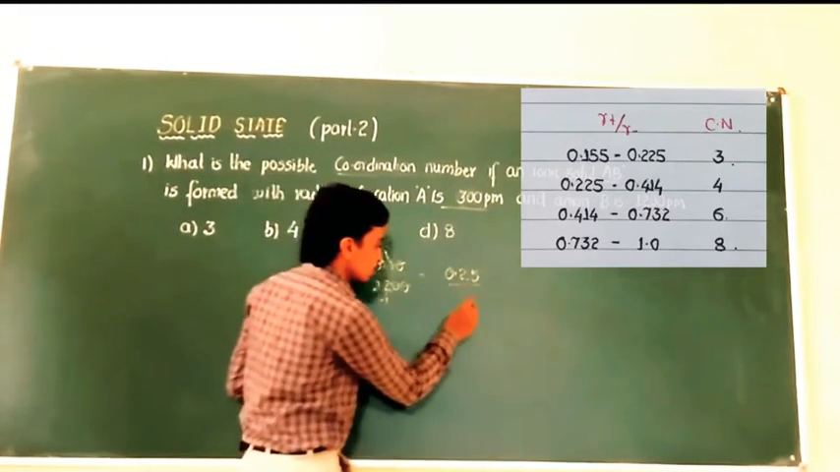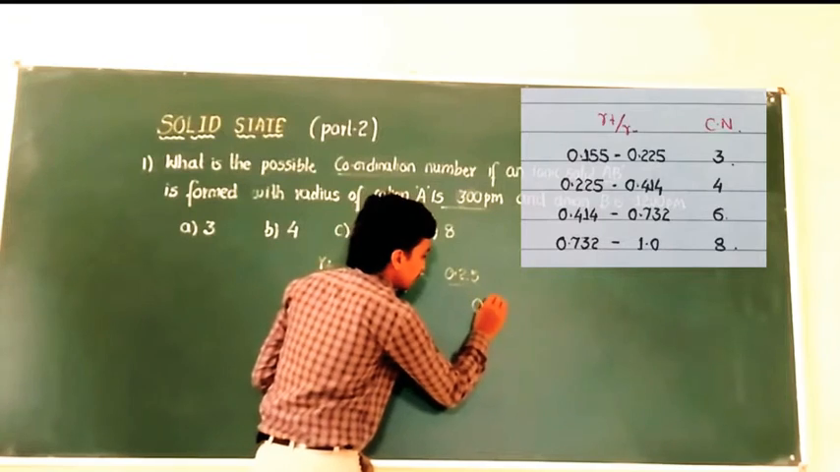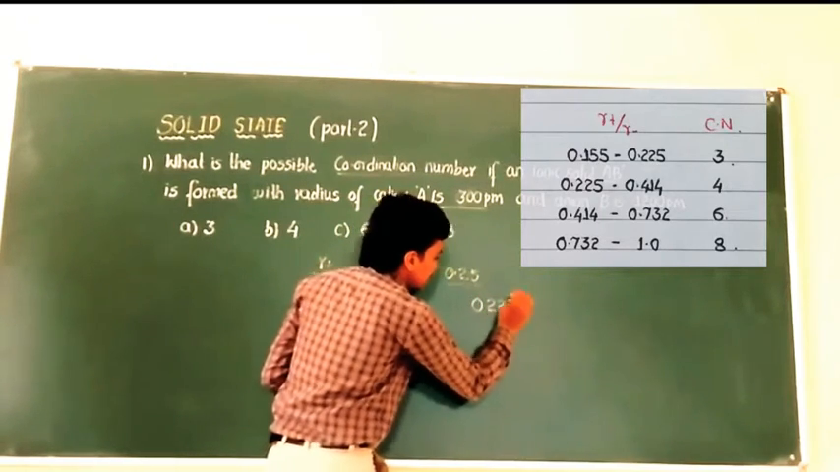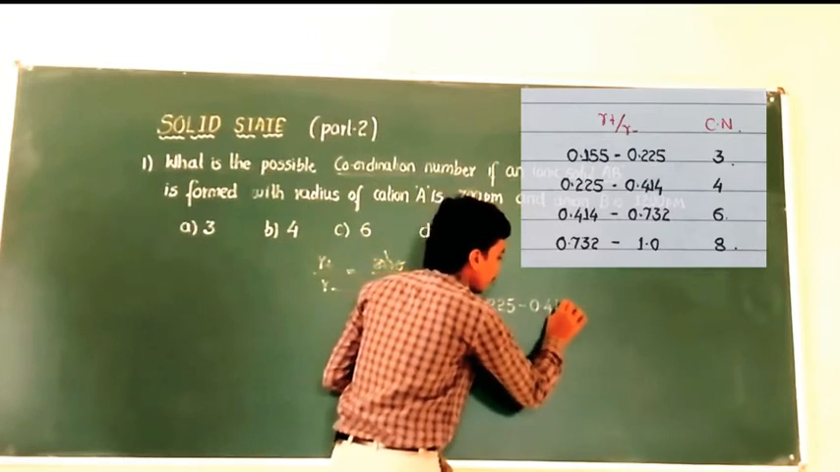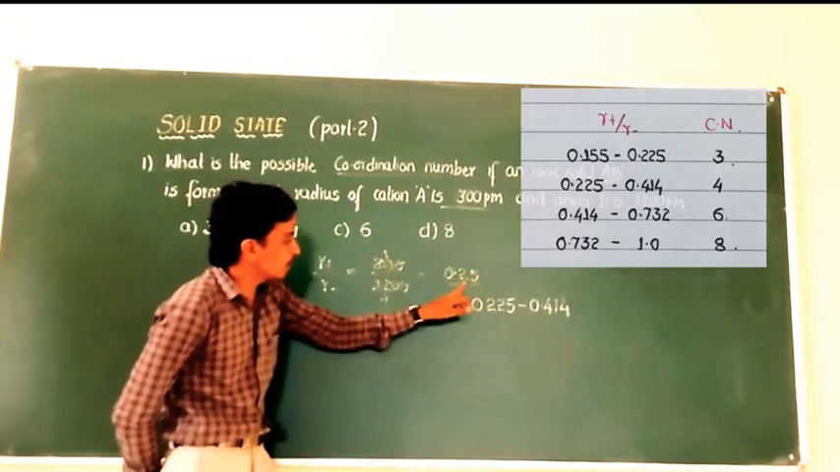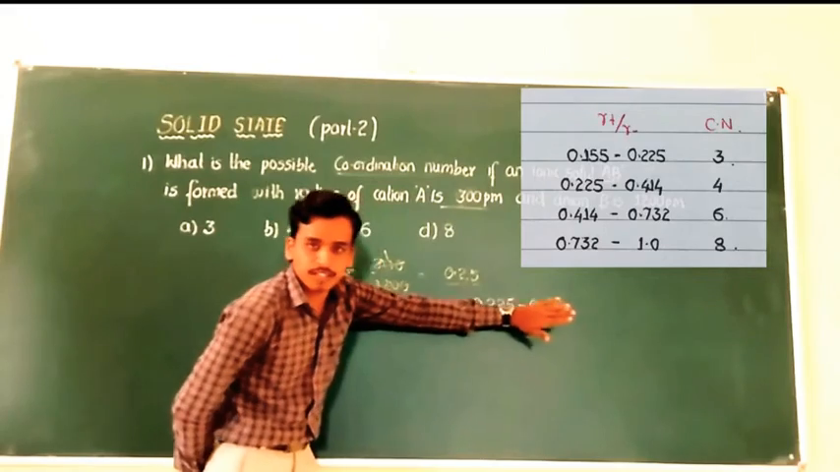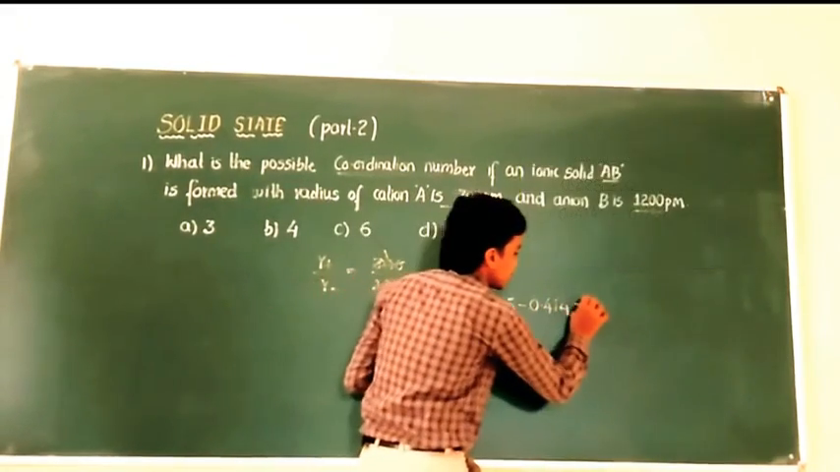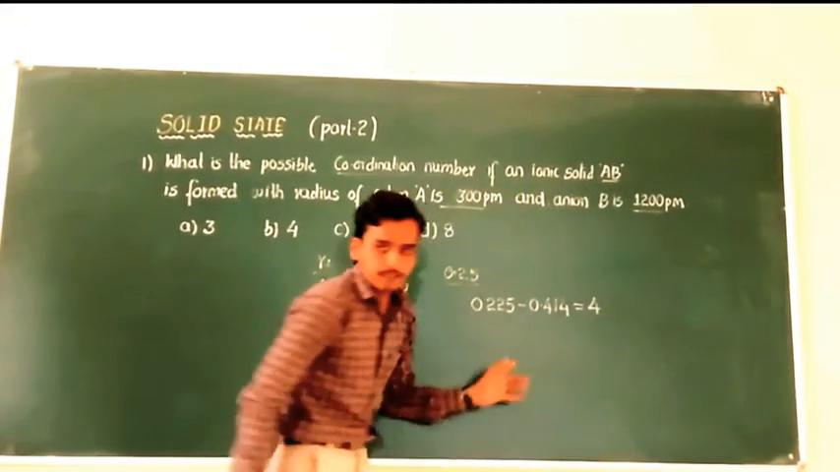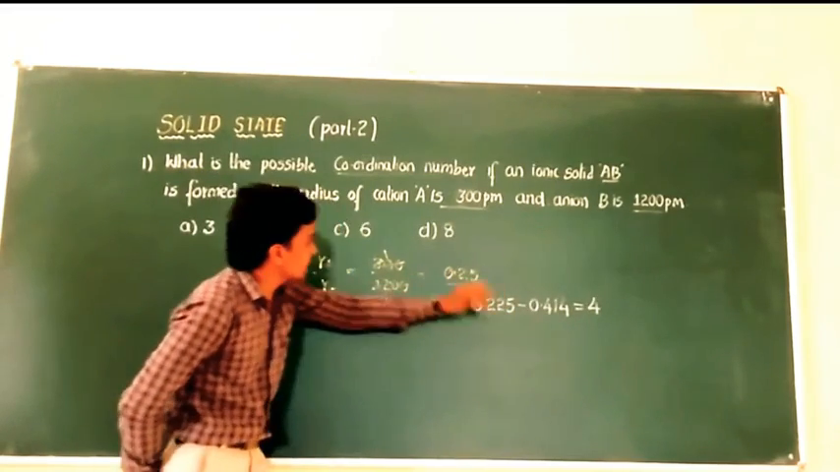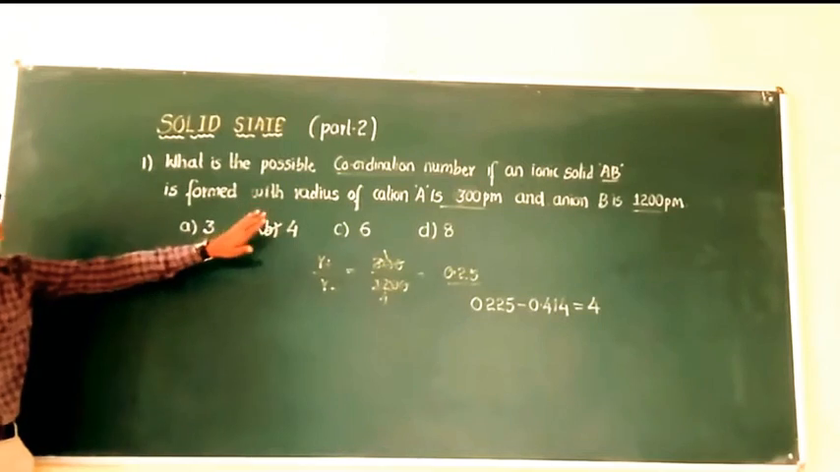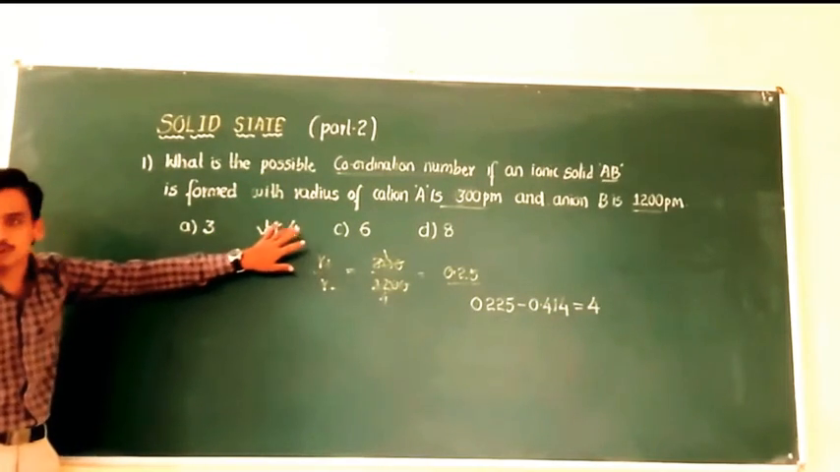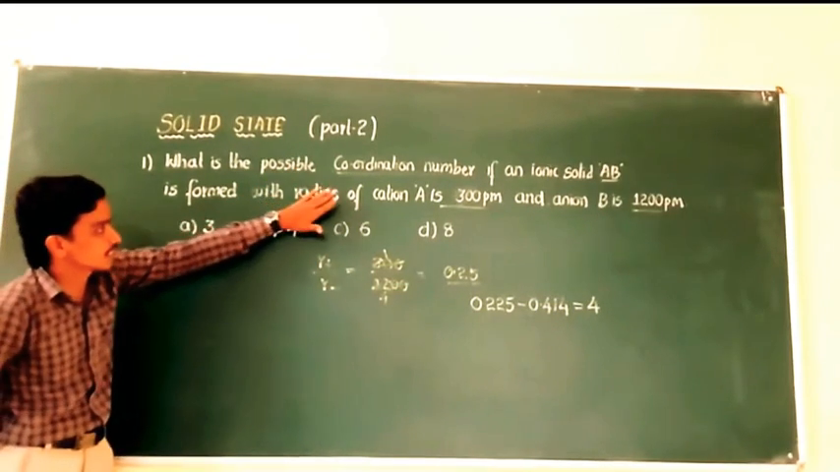What is this 0.25? You already know that if the number is in between 0.225 and 0.414, the coordination number is 4. You can see this number is in between 0.225 and 0.414, so the possible coordination number is 4. That coordination number 4 is present in option B. For this question, the answer is option B, coordination number 4.